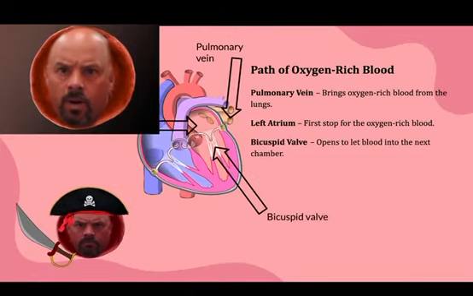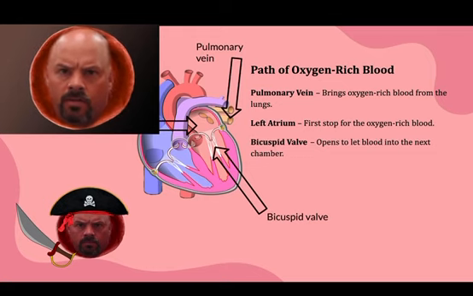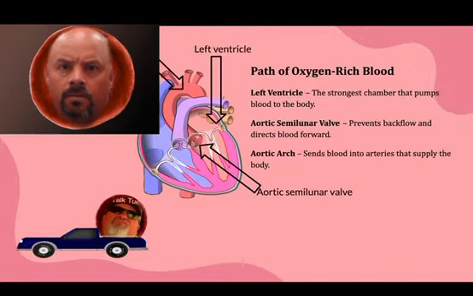The oxygenated blood travels through a pulmonary vein to the left atrium. The left atrium contracts, and the blood travels through the mitral valve, also known as the bicuspid valve, into the left ventricle. The left ventricle contracts and pumps the blood through the aortic valve and out a major artery known as the aorta. The aorta is a major artery that carries oxygenated blood throughout the body.